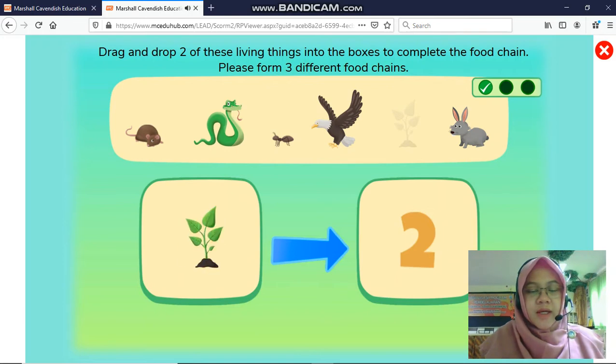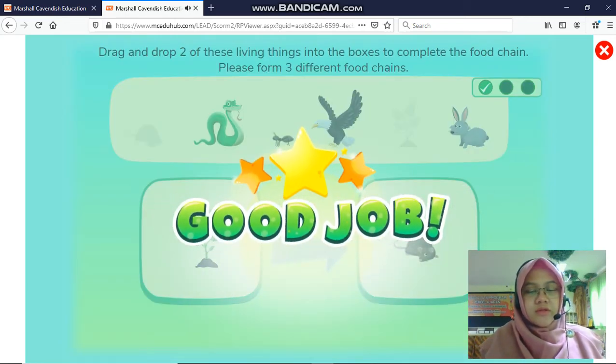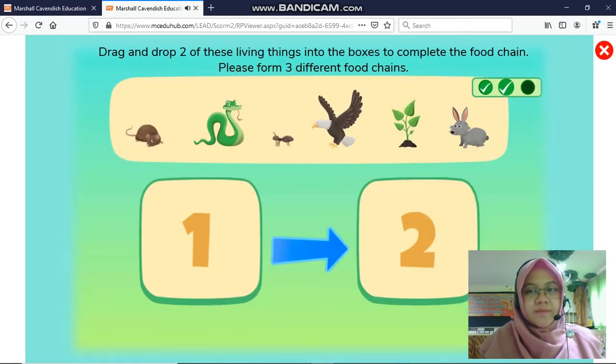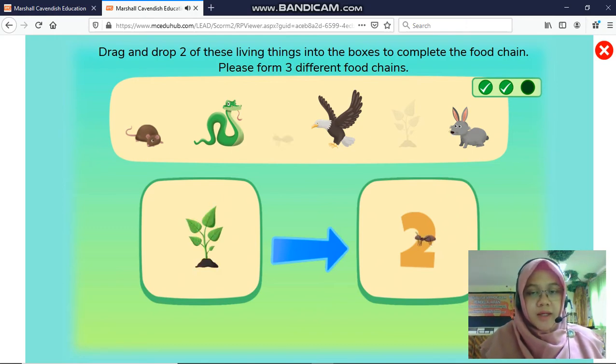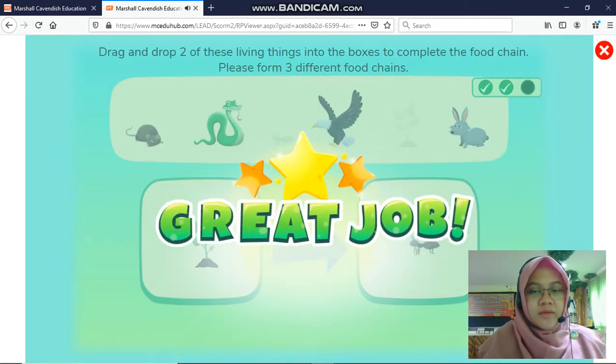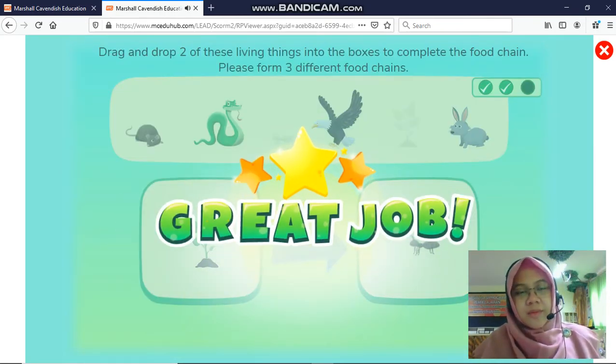Next, plant eaten by mouse. Good job. Checklist. And the next, plant eaten by ant. Check it. Great job. Good.